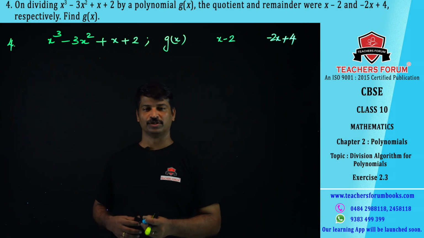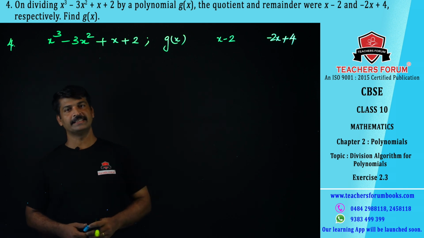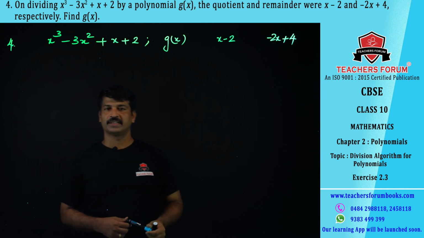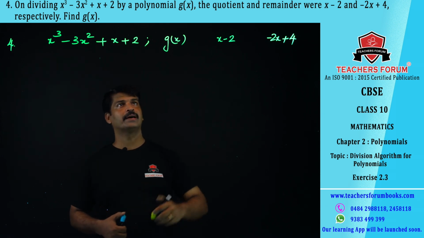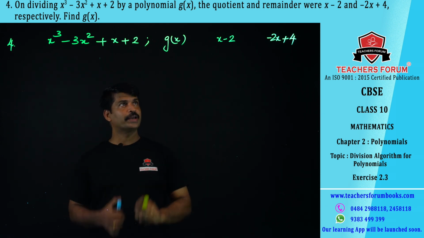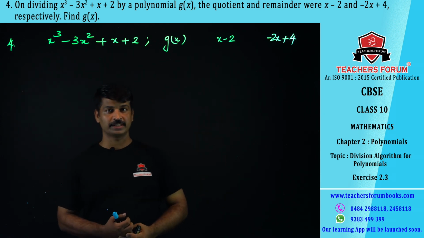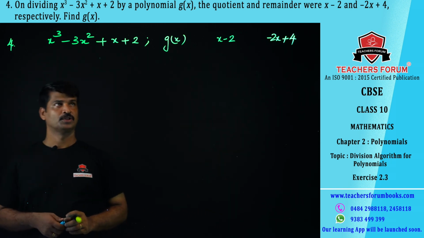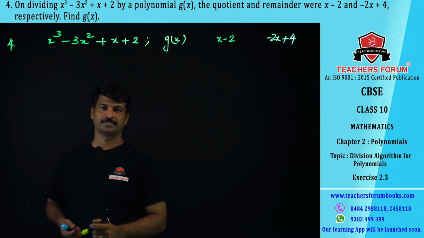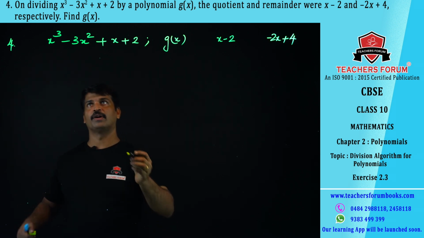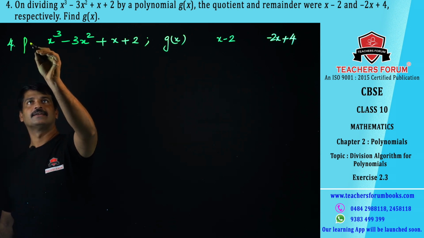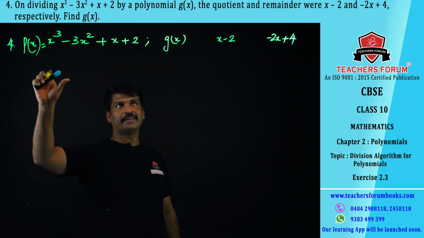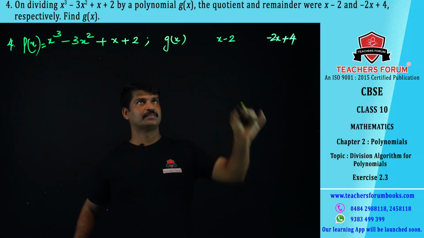Now let us solve the fourth one. It is given that when this polynomial x cube minus 3x square plus x plus 2 is divided by g of x, you get x minus 2 as quotient and minus 2x plus 4 as remainder. You have to find g of x. So you know the given polynomial can be written as p of x. So you are given p of x. P of x is divided by g of x.